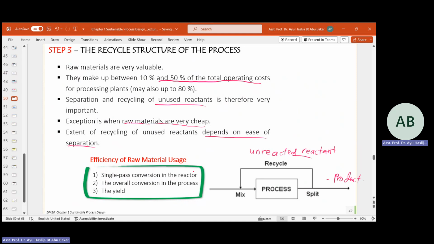For the efficiency of the raw material usage, you can use the single pass conversion in the reactor, the overall conversion in the process, and also the yield. This will monitor the efficiency of the raw material usage. The yield, how many percent of the yield? Perhaps your process is highly efficient, so you can have, let's say, 90% yield. Okay, so 90% yield, then perhaps the 10% you want to recycle. Check back whether it is worth it to recycle or not.